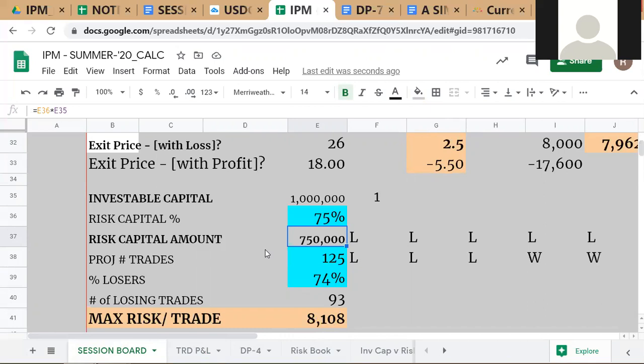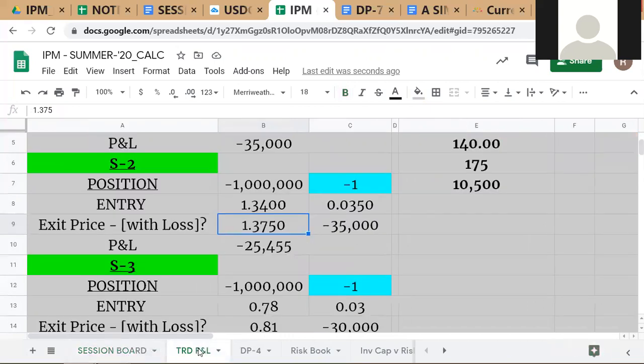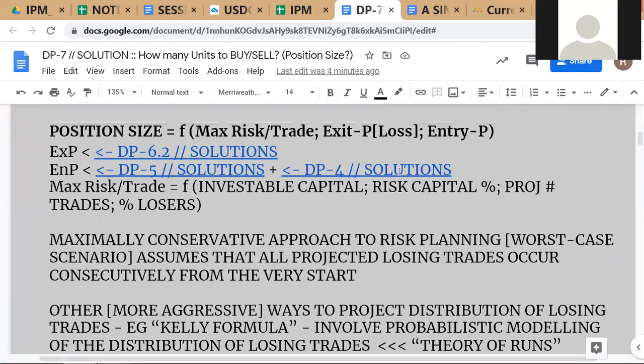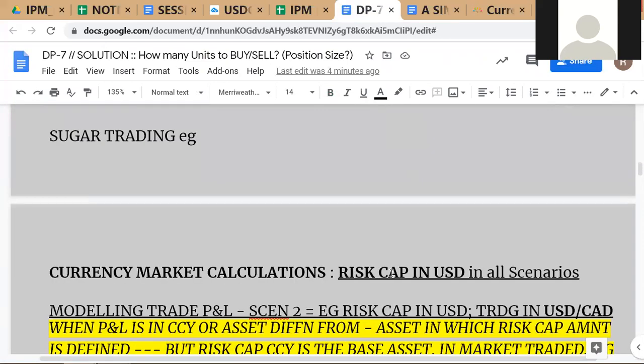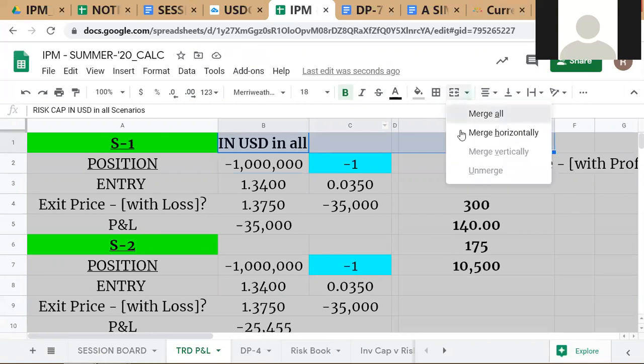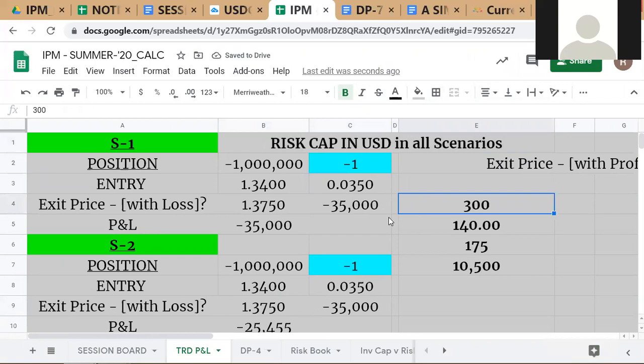Okay, coming back to this trade P&L sheet. This is in your second sheet, trade P&L, where we are doing this scenario 2, okay? So we can write this here. All right. So what we're doing in scenario 2 is we are trading in USD CAD. So we can treat this as USD CAD.